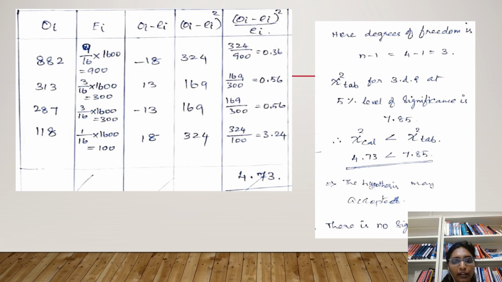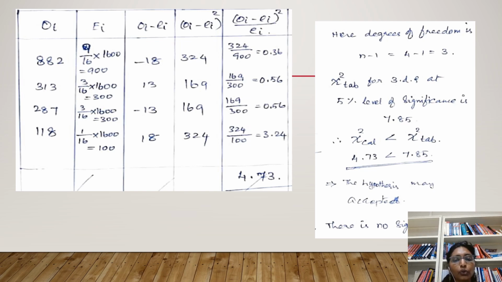The value is 900. You can calculate this value using the calculator. And 313, the share of this is equal to 3 times, so 3 divided by 16 into 1600 gives 300. And for 287, the ratio is also 3 times, so 3 divided by 16 into 1600 gives 300. And the last one is 1 time, so 1 out of 16 into 1600 gives 100.